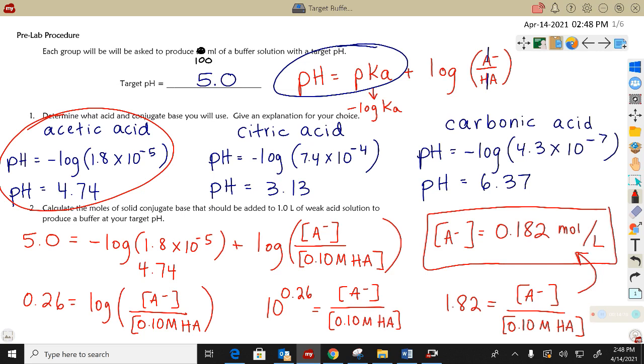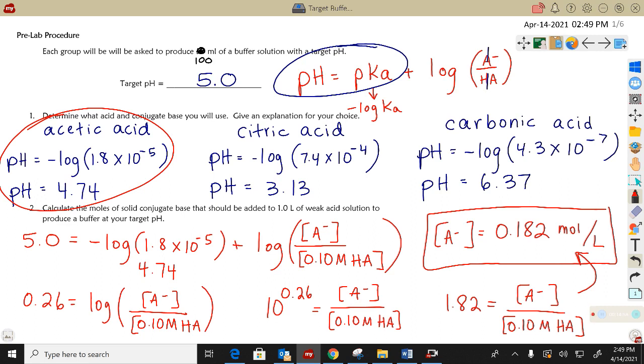How many moles should be added to 1 liter of the acid? And the acid's concentration was 0.1 molar. So I'm going to need 0.182 moles of my conjugate base per liter of solution. That's a lot of work, isn't it? It's pretty impressive algebra. The key was that I had to remember how to get rid of the log.